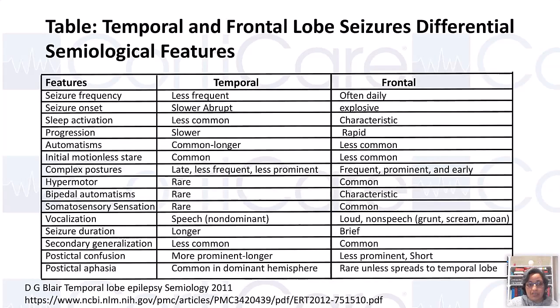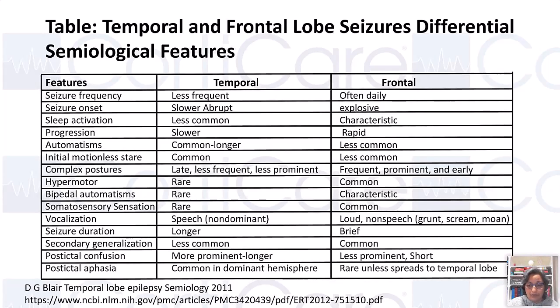We see automatism in temporal lobe. The staring, motionlessness is more in temporal compared to frontal. Complex posturing, which is less frequent, appears later in the temporal lobe seizure. But in frontal lobe, the posturing is very frequent. As soon as the seizure starts, you will see the change in the posture in the patient. Frontal lobe seizures are hypermotor seizures. They have bipedal automatism. Somatosensory symptoms are common in frontal lobe seizure.